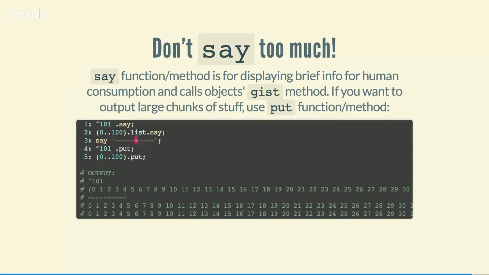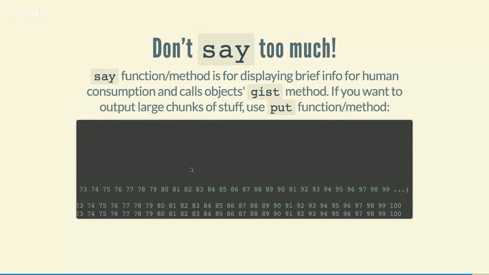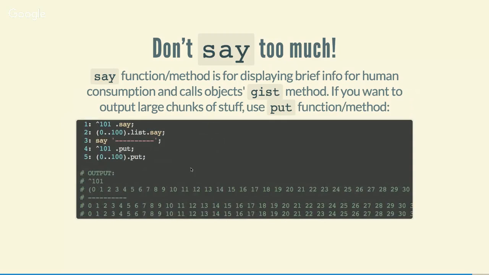And I'm not sure how to scroll this. Is there a way to scroll it to the left, to see the end of it? You see, the first example actually stopped at 99, and that's how much it will print. But put will print everything. So just keep that in mind when you're trying to print some stuff out and you're using say instead of something else.